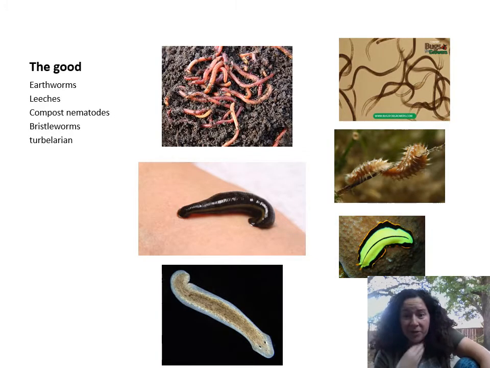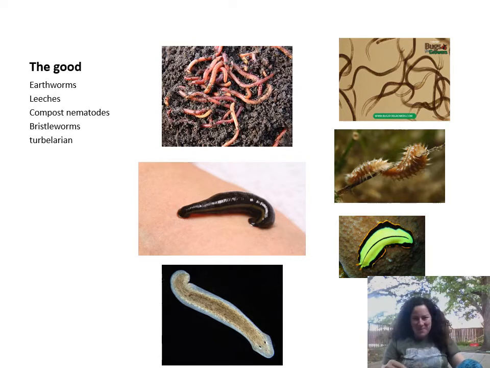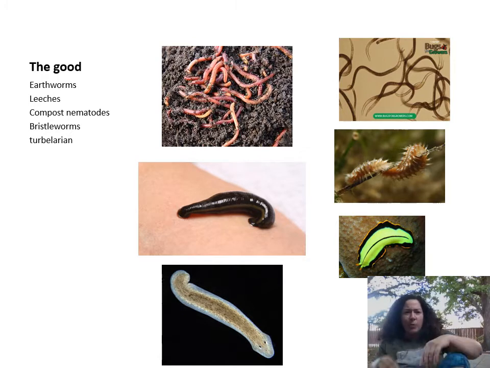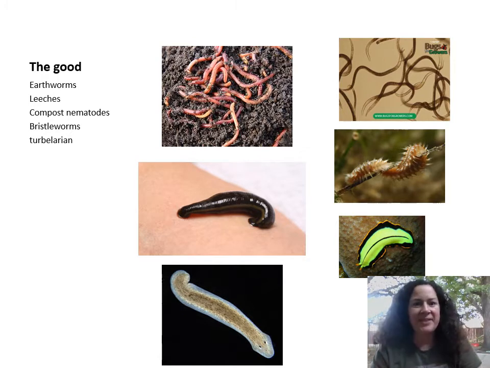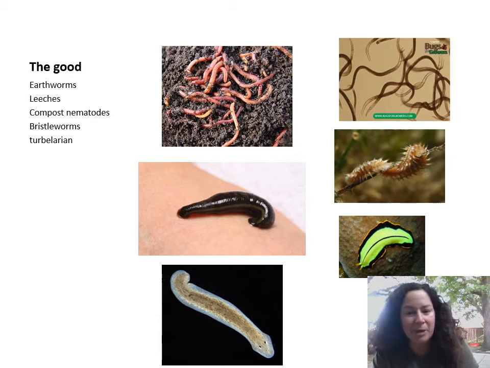There are some worms that are good worms, and we have earthworms that aerate our soil, make it have air and water in it. We have leeches. We have planaria, composting worms, or called nematodes. We have bristle worms. We have turbellarians. These are worms that exist, that don't damage us, that don't hurt our bodies.